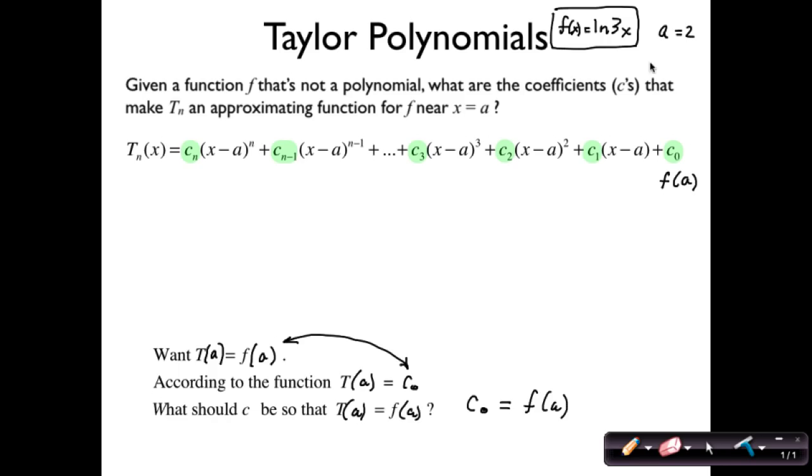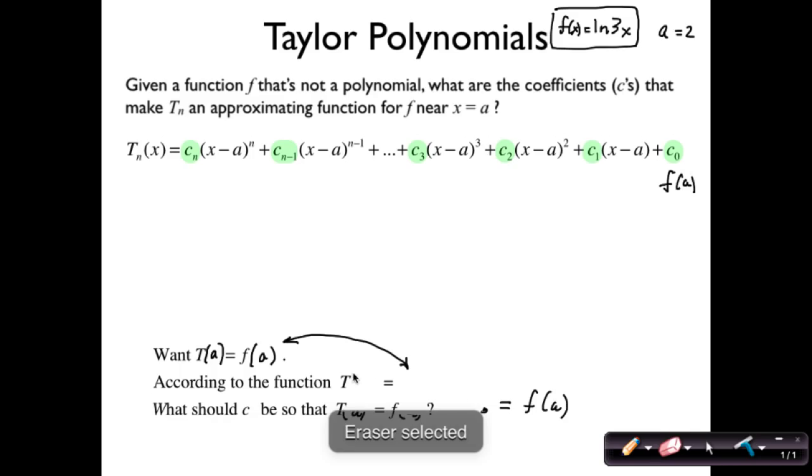What is f of a? F of a is going to be ln of 3 times 2, so it'll be ln of 6. Do you see that? Oh, no, I want to keep that. That's the one thing I want to keep. So this is f of a.